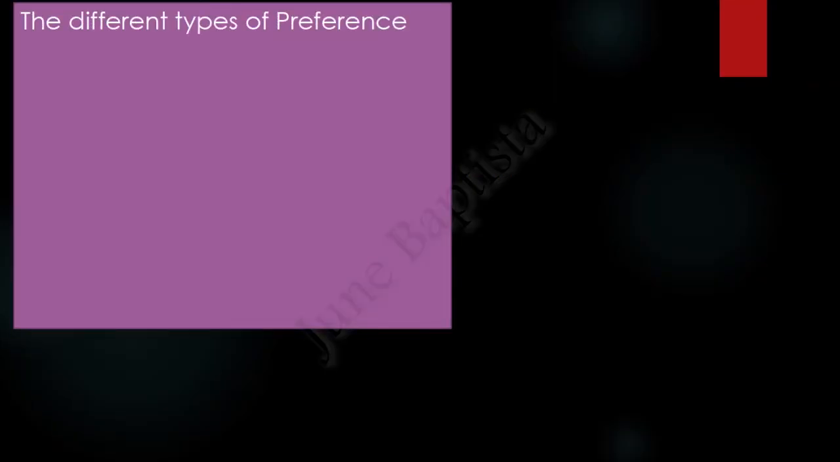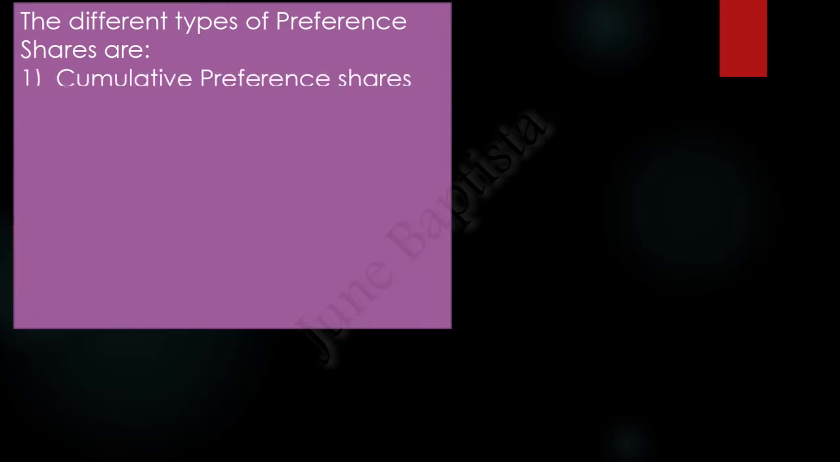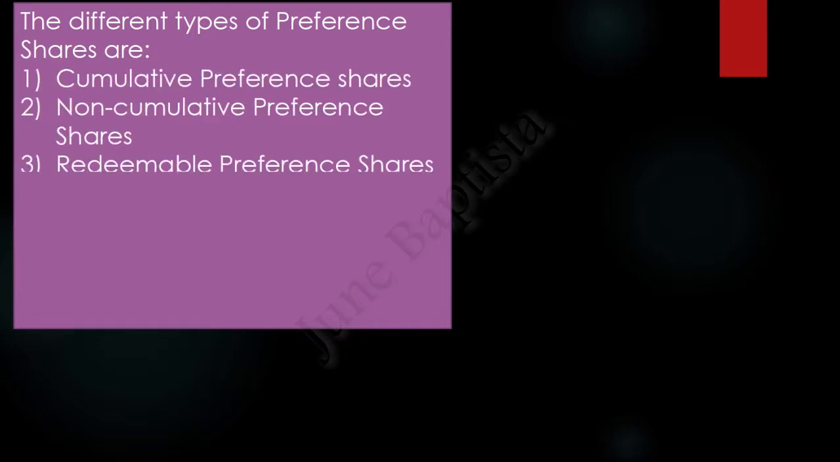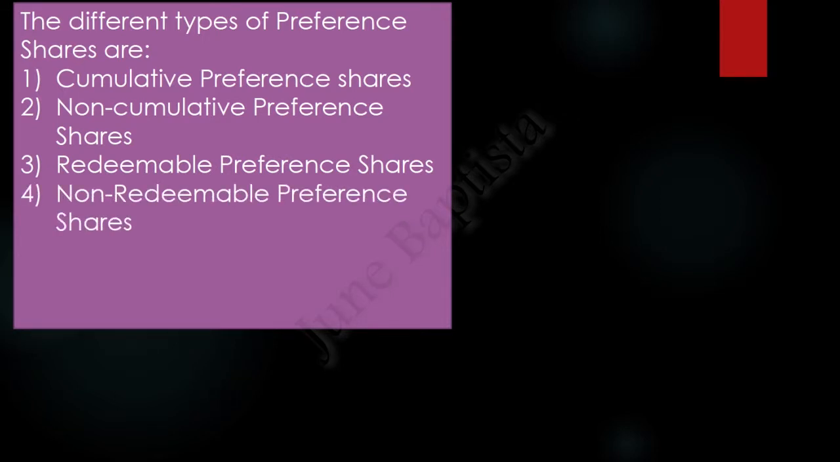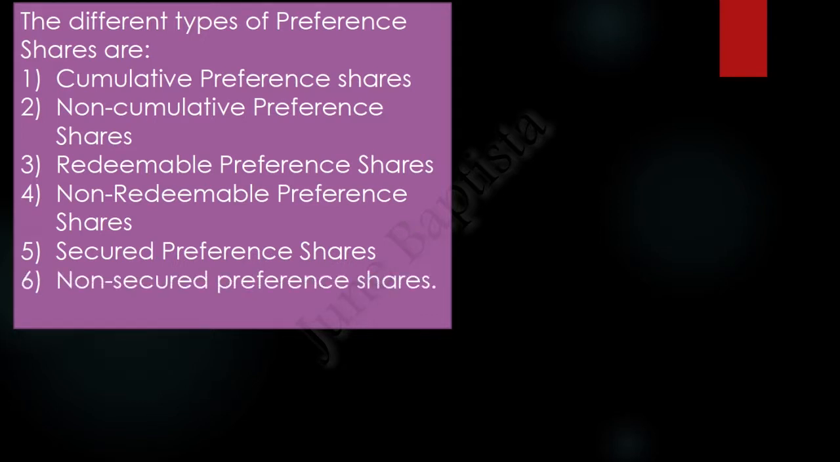The different types of preference shares are cumulative preference shares, non-cumulative preference shares, redeemable preference shares, non-redeemable preference shares, secured preference shares, non-secured preference shares, and participating preference shares.